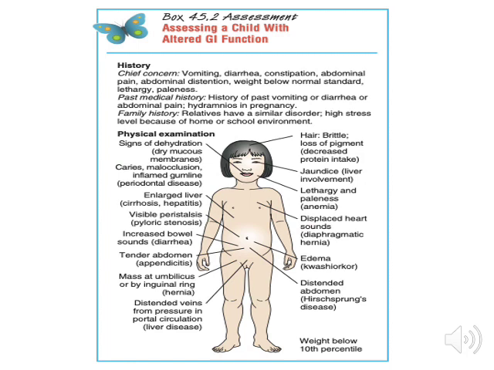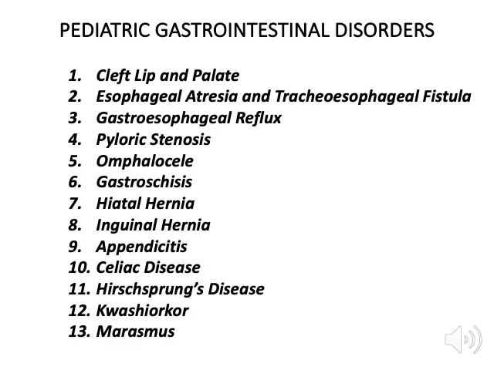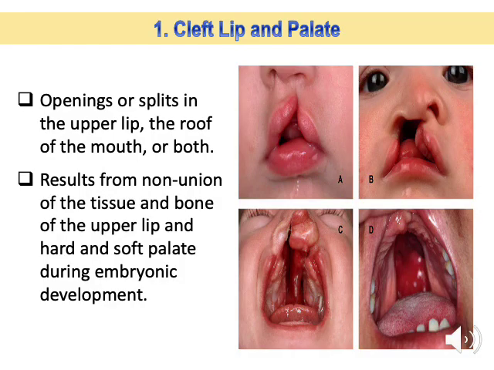Vomiting and diarrhea are common symptoms of GI problems both in children and adults. Box 45.2 also shows other bodily findings in a child with an altered GI function. So these now are the different pediatric GI disorders that we will discuss. First is cleft lip and palate.